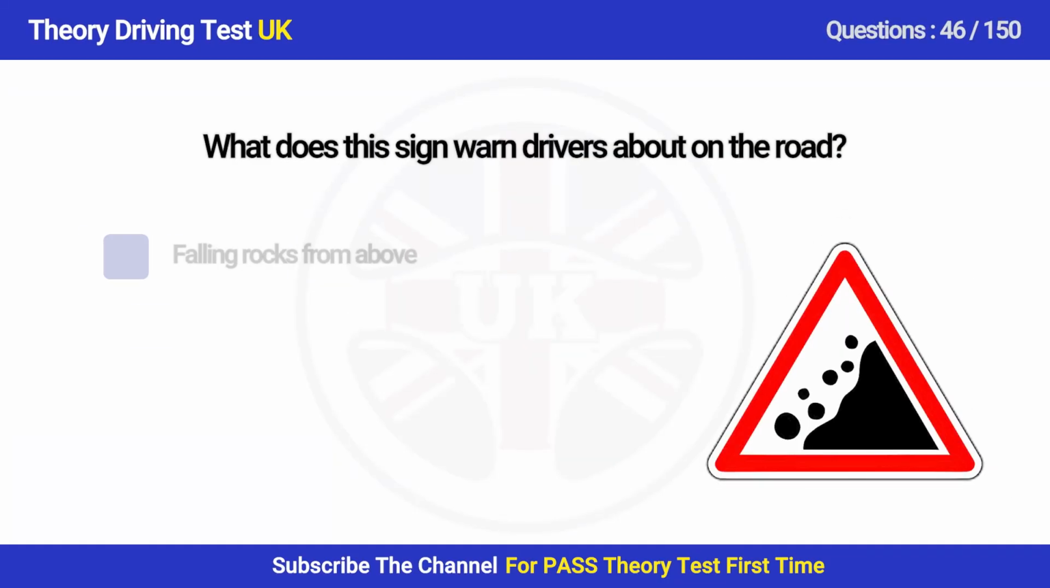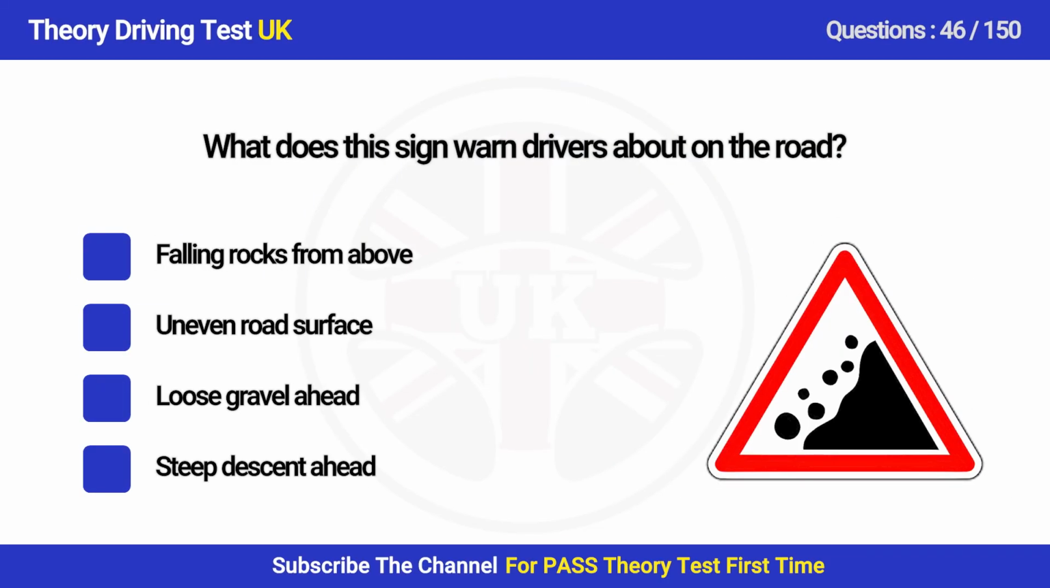Question 46. What does this sign warn drivers about on the road? A. Falling rocks from above. B. Uneven road surface. C. Loose gravel ahead. D. Steep descent ahead.